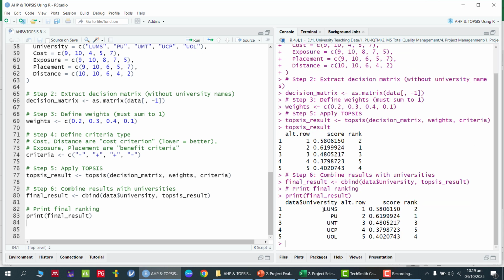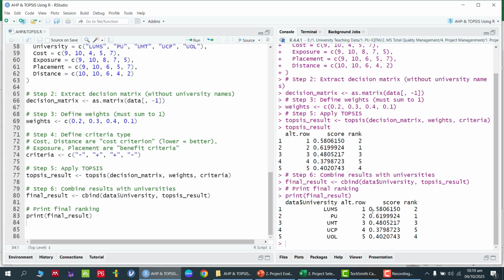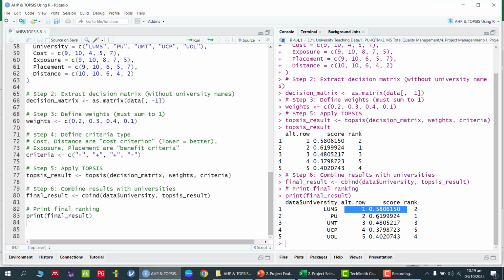Now you can see LAMS, PU, and so on. So for PU the value is 0.6199. So this is 0.62, or if I increase the digits, you can see 0.6199. Okay, similarly, LAMS is 0.5806. So this is 0.5806. So we are getting the same results. So that means the best alternative against those four criteria is the Punjab University.